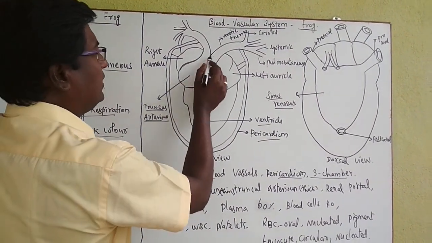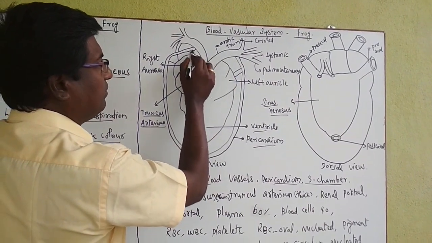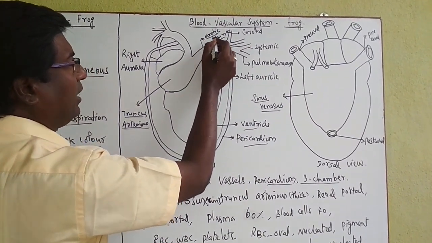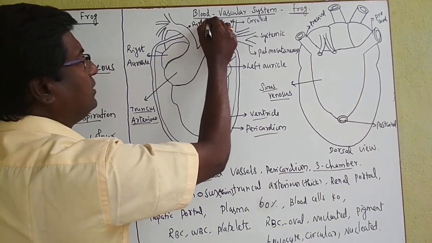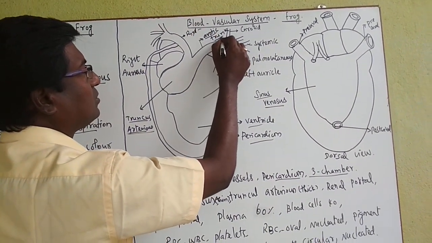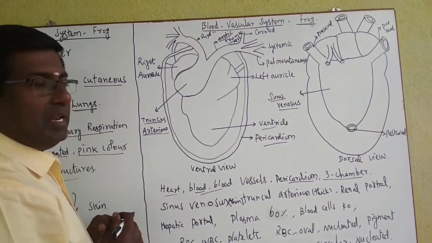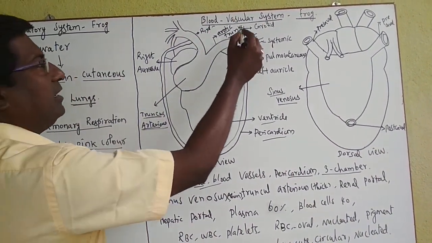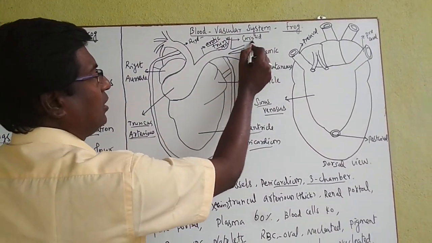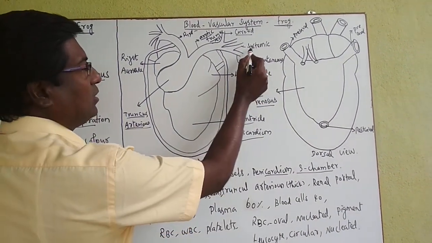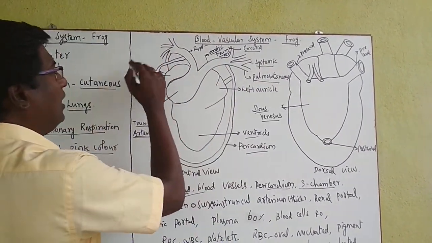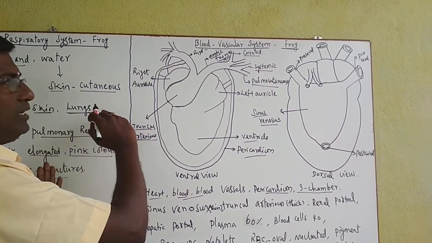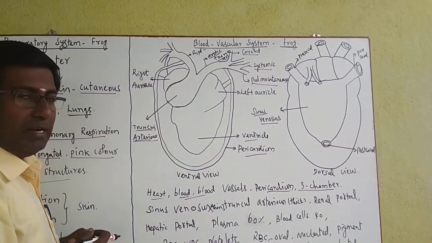See, the truncus arteriosus is divided into two aortic trunks. This is called the right aortic trunk, and this is called the left. There are two aortic trunks, and each trunk is again divided into three branches. One is called the carotid branch. Another one is called the systemic branch. Another one is called the pulmocutaneous branch. Here, the right side also has the same three branches. The left side also has three branches.